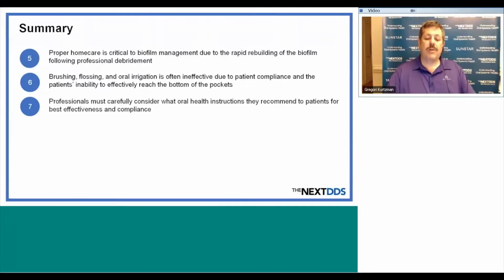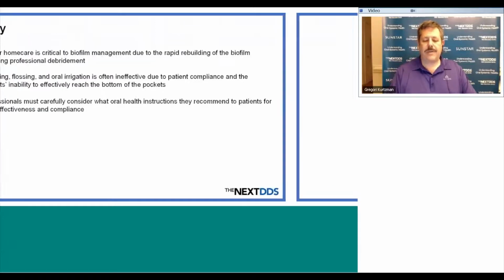Proper home care is critical to biofilm management due to the rapid rebuilding of the biofilm following professional debridement. Brushing, flossing, and oral irrigation are often ineffective due to patient compliance and the patient's inability to effectively reach the bottom of the pockets. As we said, you can't really get beyond 3 millimeters with most home care, and oral irrigators are not much better. Professionals must carefully consider what oral health instructions they recommend to patients for best effectiveness and compliance.